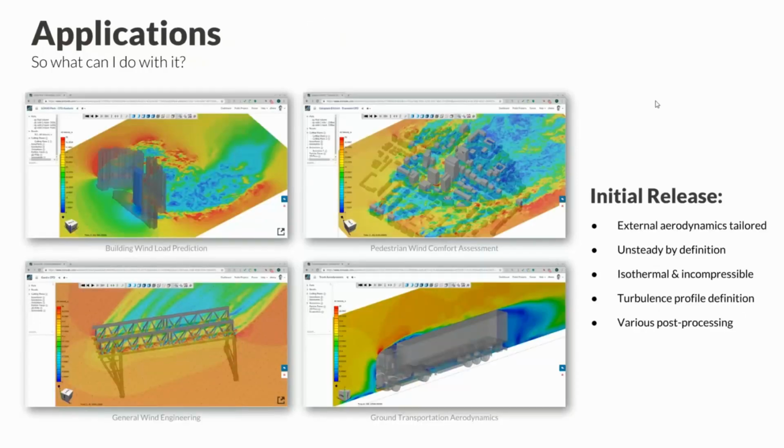That being said, what can you do with it? There's a lot of practitioners in the session today, so what's in it for you? Why should I care? In the initial release, what it's targeted at is really the AEC industry, and you can see that on the top. On the top left, we can see a building wind load predicted. That's a nasty several-story high-rise building in a coastal region. Here in the top right, we can see a whole city being analyzed for pedestrian wind comfort.